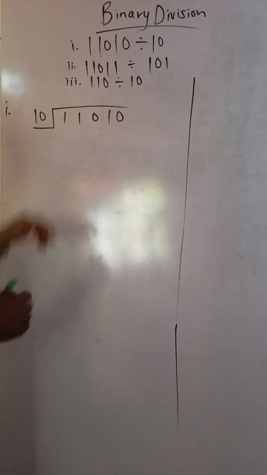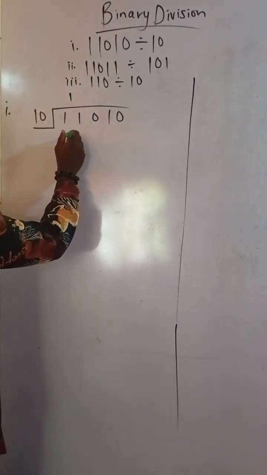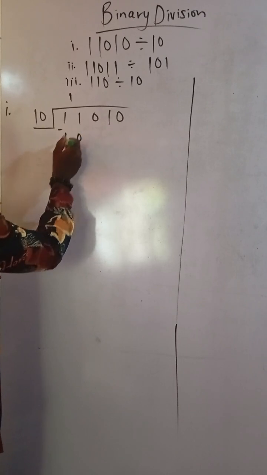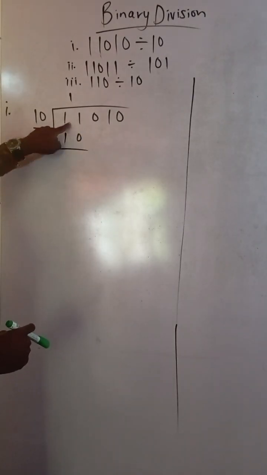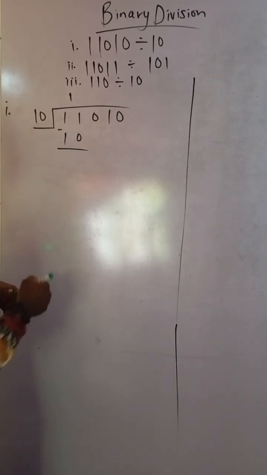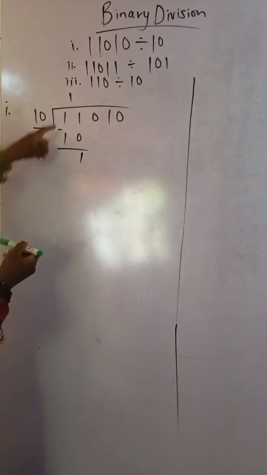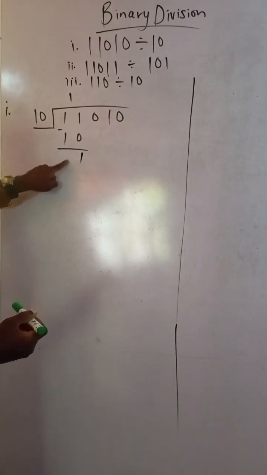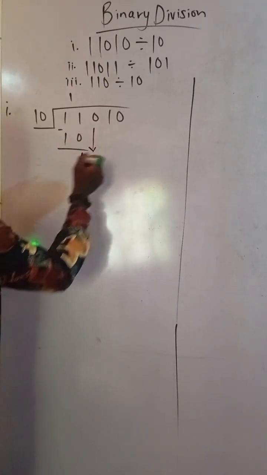So 10 into 11 is going to be 1. 1 times 10 is 10. You do subtraction. That is the first thing you do. Now we have 1 minus 0 is still 1. Now, 1 minus 1 is 0. So there is no need to write down this 0. The next step is to use an arrow to bring down the next value.